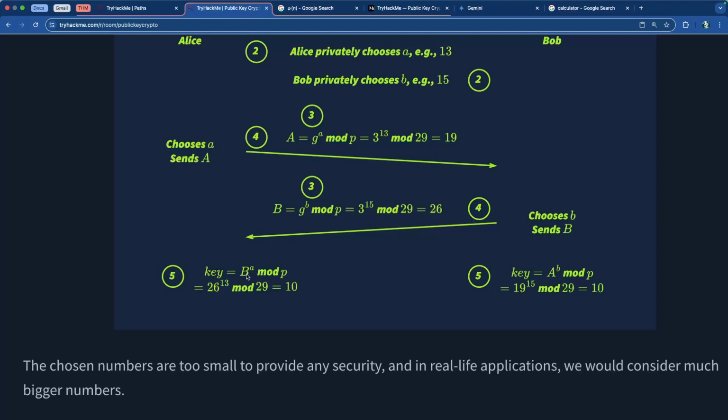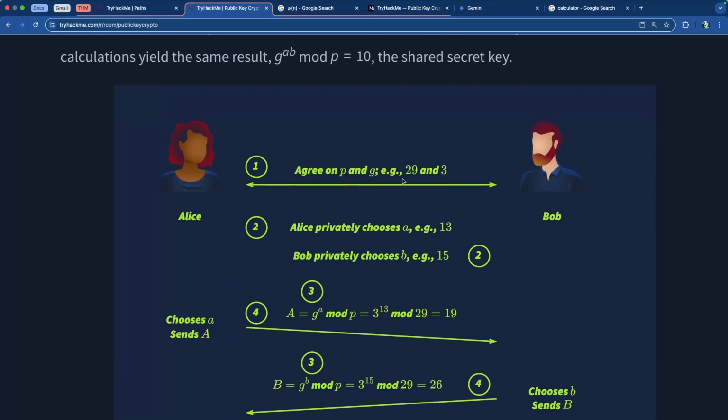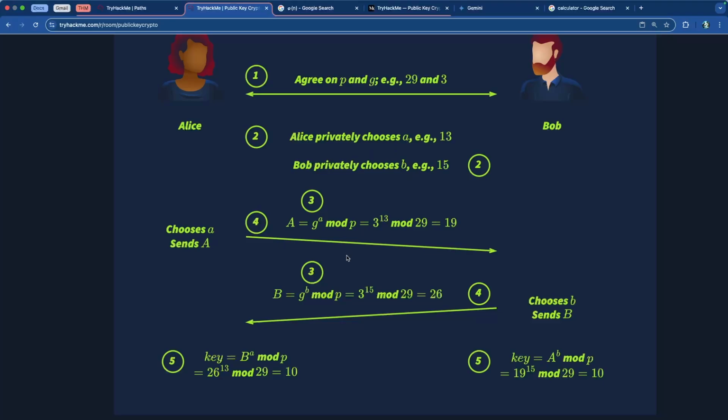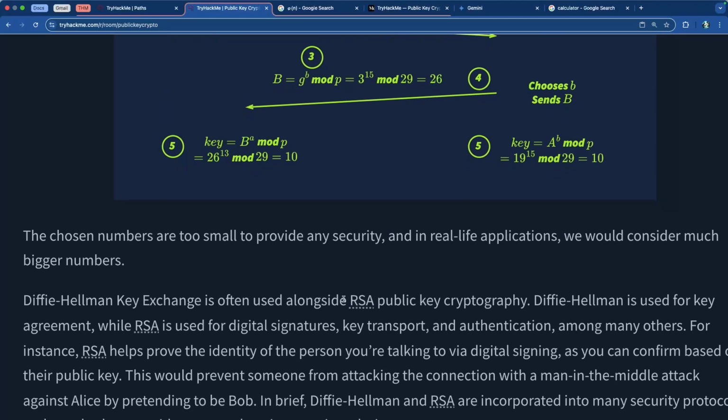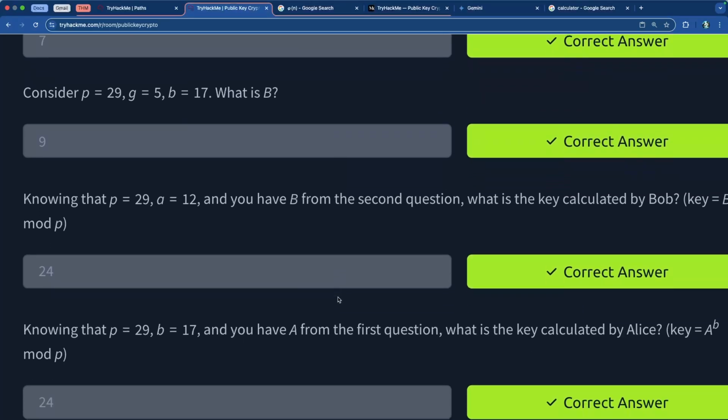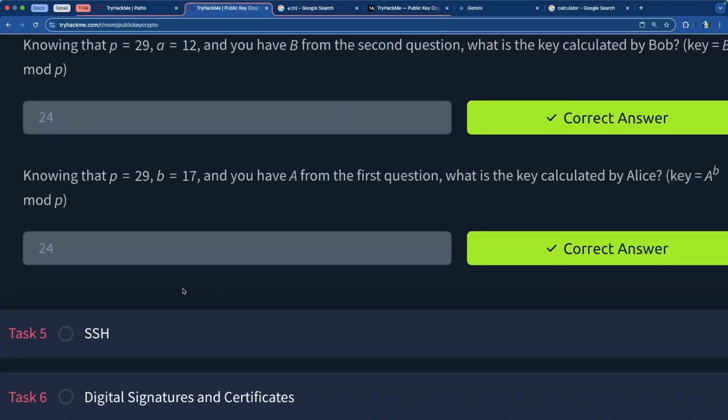So b to the power of a, which in this particular case, b equals 26 and a is 13. So b to the power of a would be 26 to the power of 13 mod 29, meaning once you do that calculation, the remainder would be 10. And a to the power of b, 19 to the power of 15 mod 29, also ends up being 10. So mod means you're getting the remainder. That was the big thing that I was missing when trying to read those calculations.